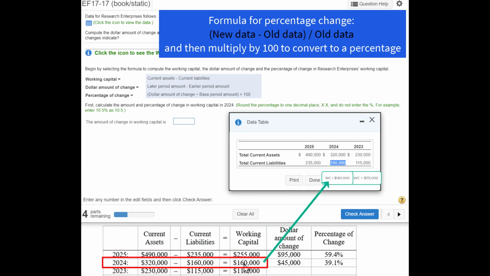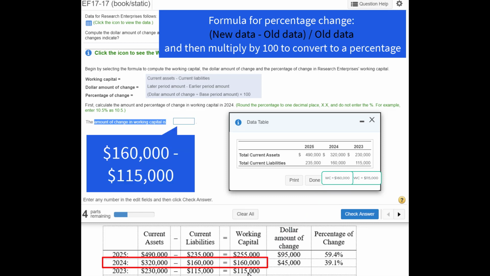Okay? Then we need to figure out the amount of change in working capital. So the working capital was $115,000 in 2023, and then it increased to $160,000. So we're going to take $160,000 minus $115,000, which gives us an amount of change of $45,000. So working capital increased by $45,000 from 2023 to 2024. And that's good. Working capital, the higher the better.